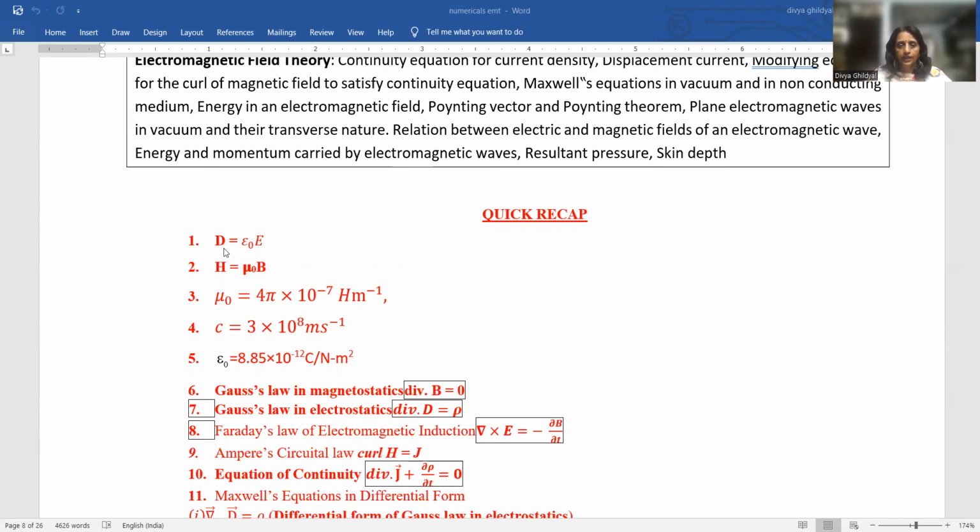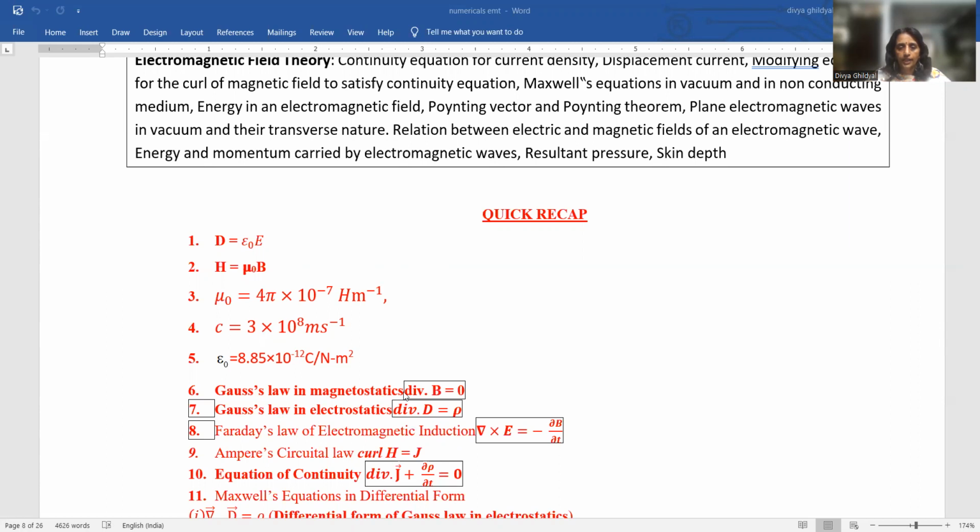Electric displacement vector D equal to epsilon naught E, H equal to B upon mu naught. Mu naught numerical value is 4 pi into 10 to the power of minus 7 Henry per meter. Velocity of light is equal to 3 into 10 to the power of 8 meter per second. Epsilon naught is equal to 8.85 into 10 to the power of minus 12 Coulomb per Newton meter square.